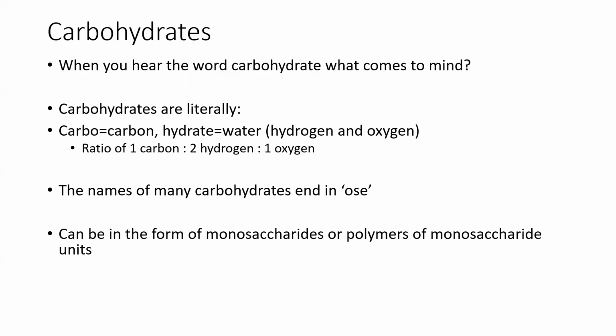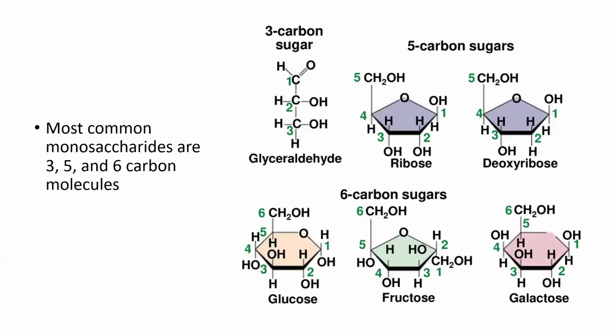We see different forms of carbohydrates. Sometimes we see the monosaccharides. Sometimes we see polymers of monosaccharide subunits, which would be larger carbohydrates. And a key feature of carbohydrates is the fact that they're soluble in water. Soluble means that they could be broken down or dissolved in water. And here, this is kind of a sketchy looking slide, but it's just an example.